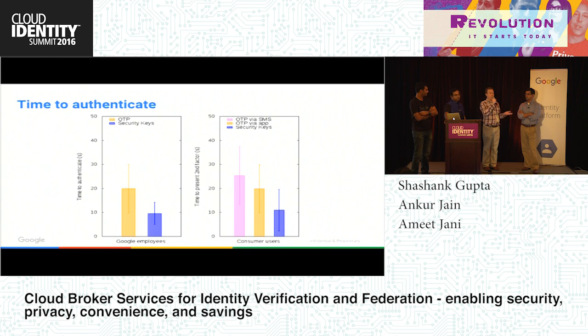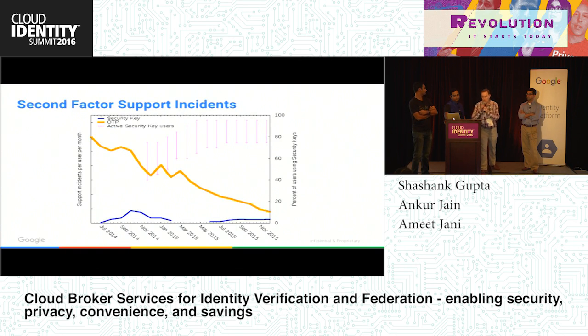In some cases, these OTPs never arrive, right? And it goes down all the way to about 10 seconds. But again, your quickest consumer, 2-3 seconds to authenticate. But that's not the interesting slide. The one that I want to mention is this one: second factor support incidents, right? So actual account recovery, where Googlers fail.